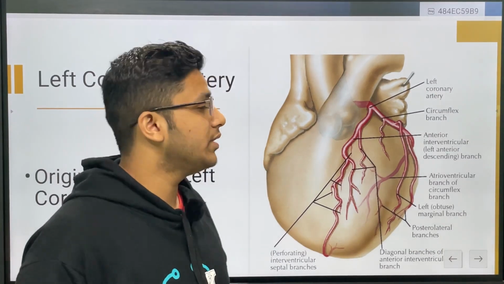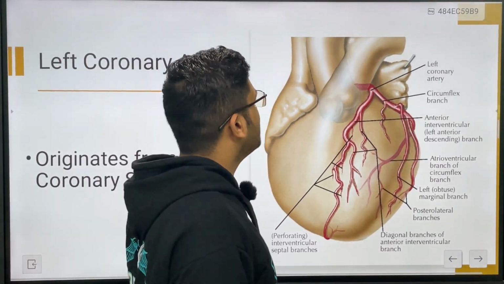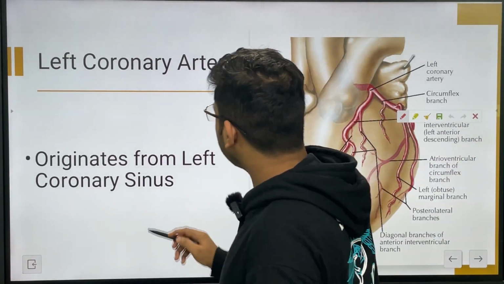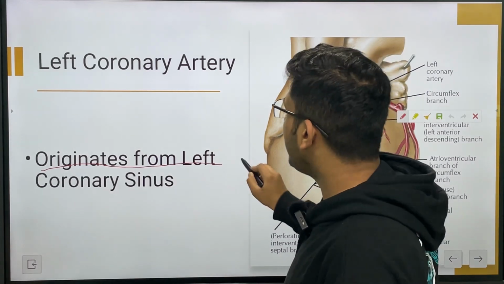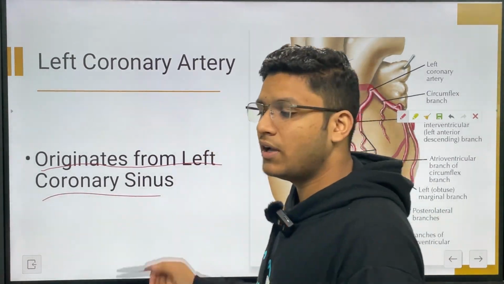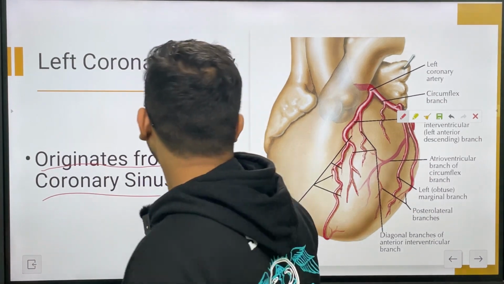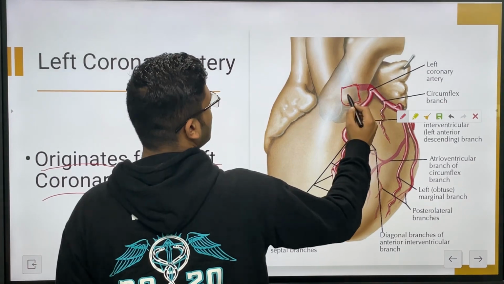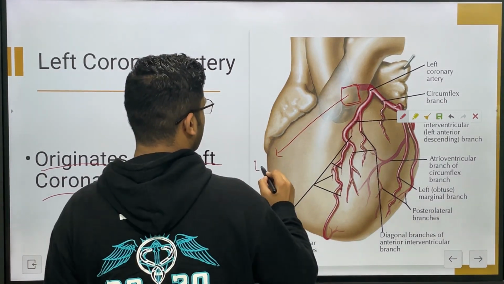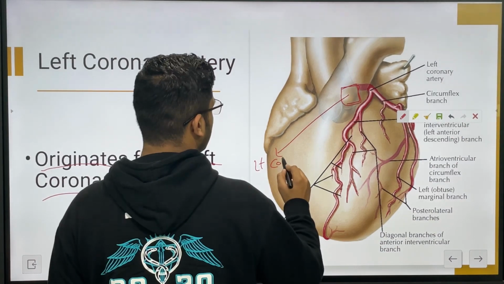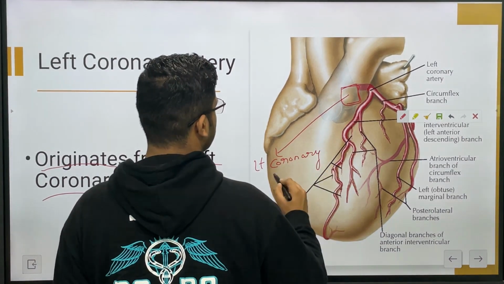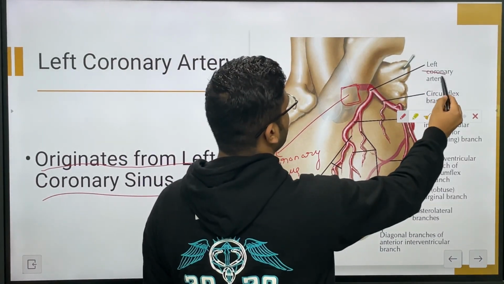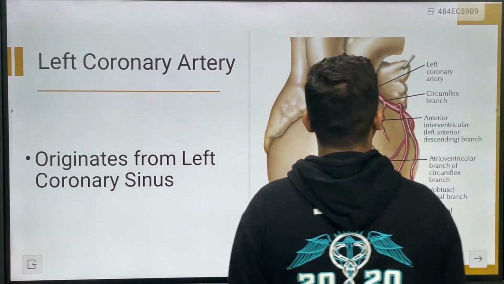The next one is the left coronary artery. The first and most important question striking your mind is from where the left coronary artery is originating. You can see it originates from the left coronary sinus. We have already discussed it in detail. So let's see in this image. This is your left coronary sinus, which is giving origin to your left coronary artery. Okay, so let's move to the next slide.